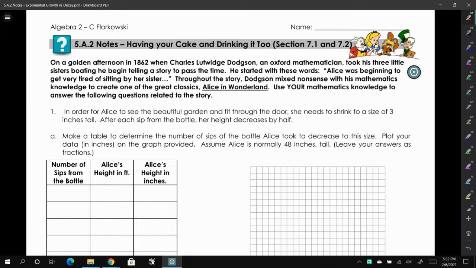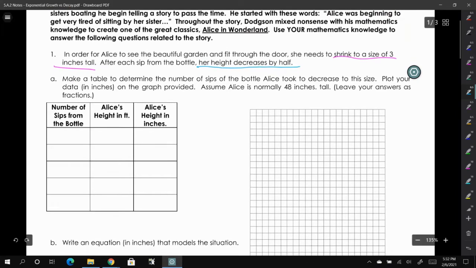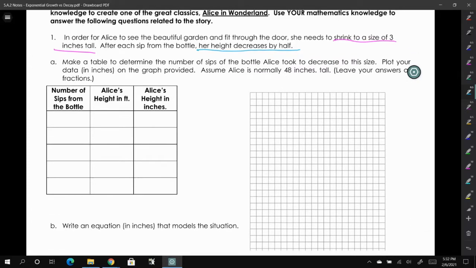So there was a scene in Alice in Wonderland where she needed to fit through a door and she needed to shrink. And if you read here, she needs to be 3 inches tall, and her height decreases by half each time she takes a drink. So we're going to make a table here, or we have the table here, we're going to fill it in. The first column is going to be the number of drinks from the bottle. And we're not going to worry about the feet because we're trying to figure out when is she 3 inches tall.